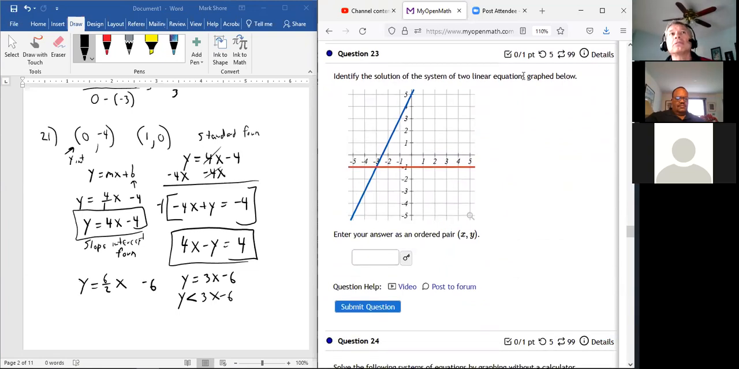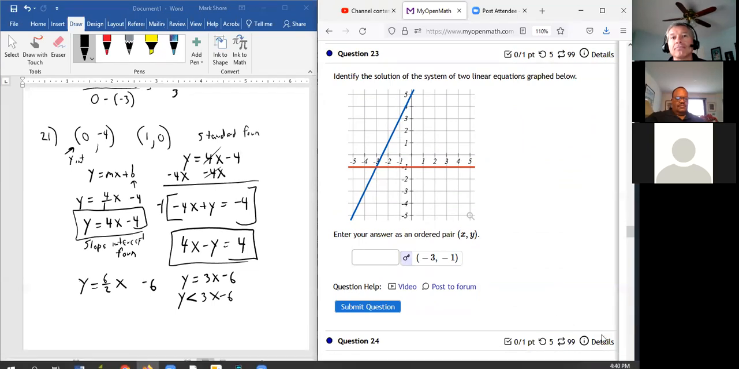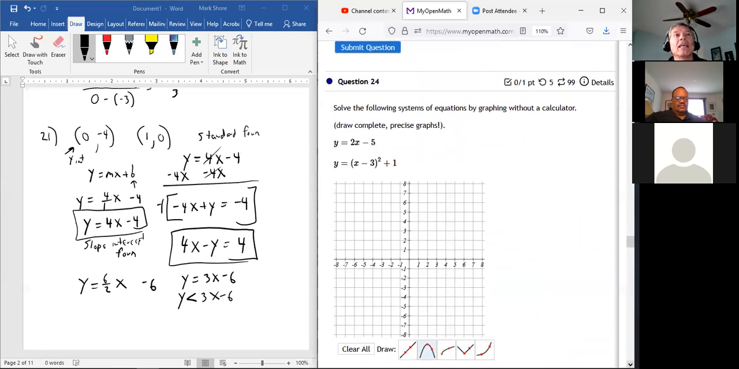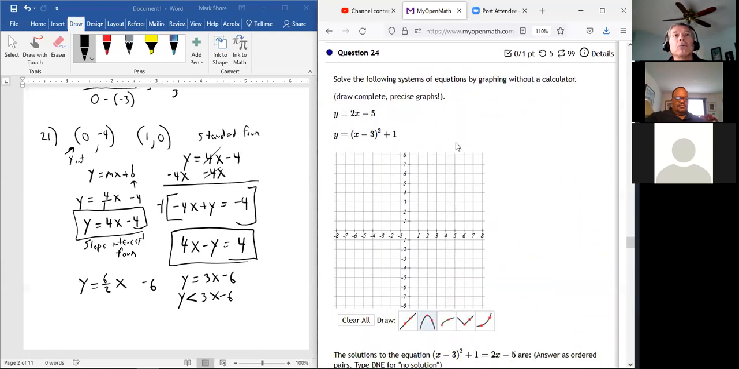The solution to a system of equations is where they intersect. So this intersects at the point -3, -1. And that's all there is to that problem. Very, very easy. And there is a problem on the praxis like that. This is a tough problem. They want you to graph these two things kind of quickly without a calculator.